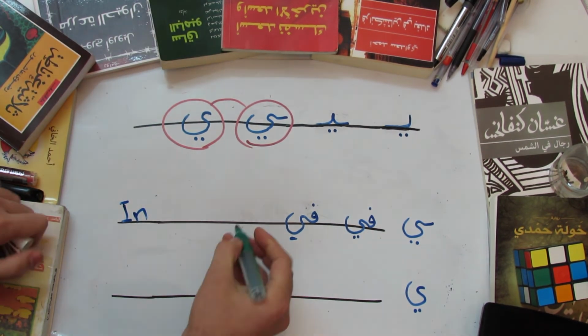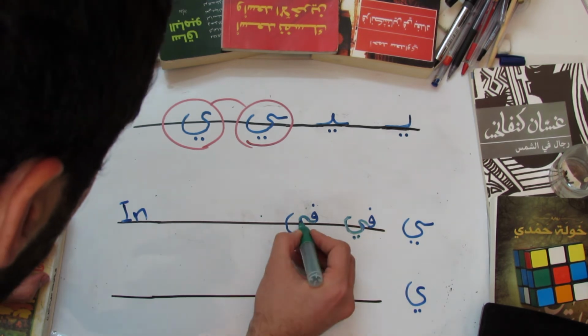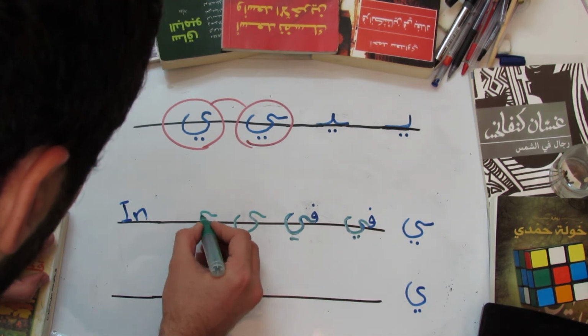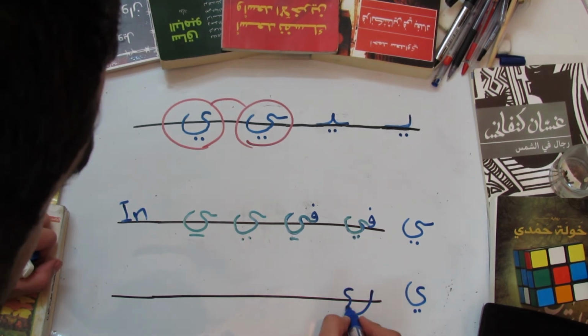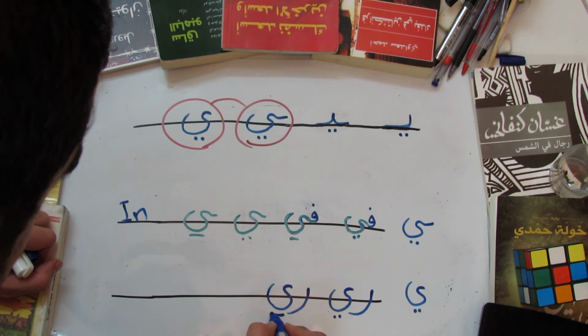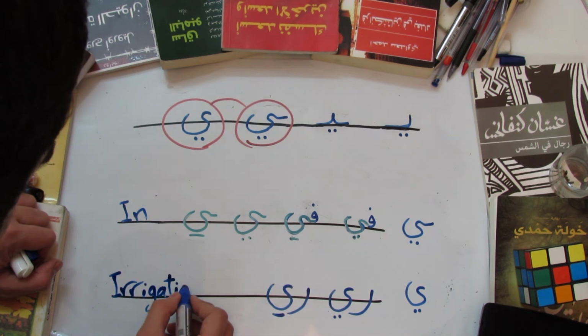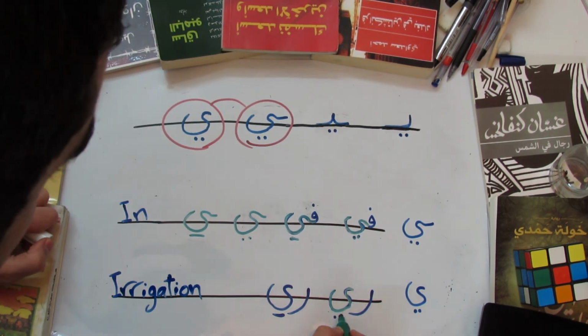So it has, as others, two shapes. As an example of the first state is the preposition في, in. And the example of the other state is the word ري, irrigation.